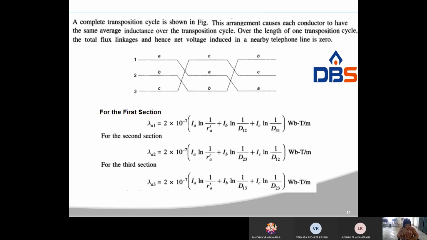So to get equal distance, such an exchange of position is known as transposition. Look at the figure. Three-phase conductors are designated as A, B, C and their positions occupied are numbered as 1, 2, 3. The figure shows a transposed line of unsymmetrical spacing. Let us assume that each of the 3 sections is 1 meter in length.